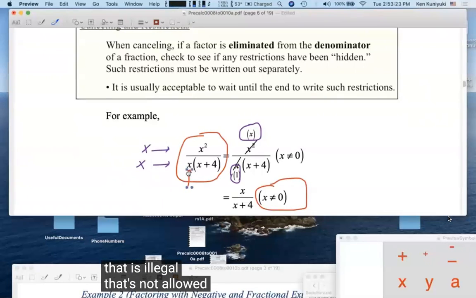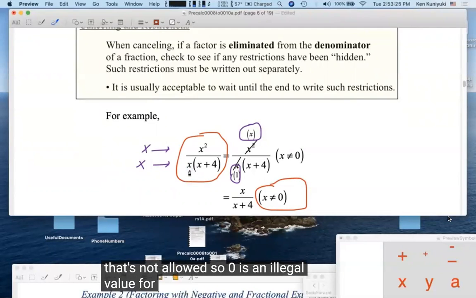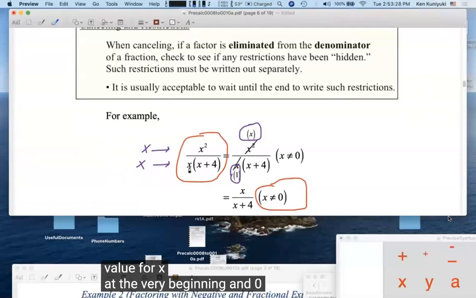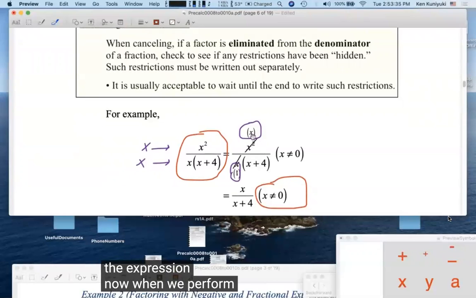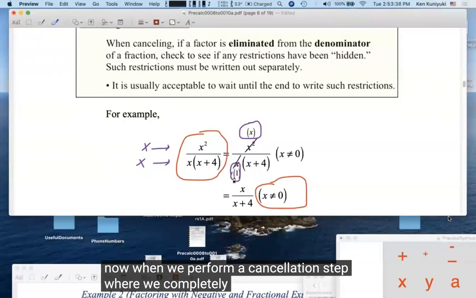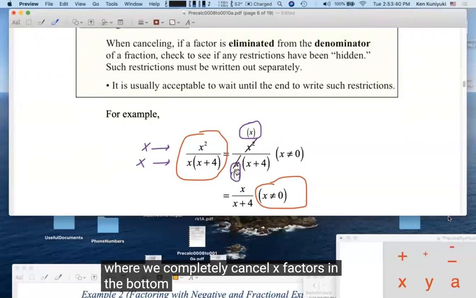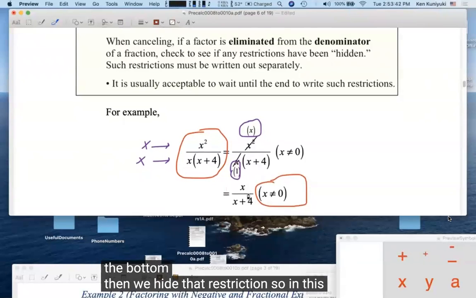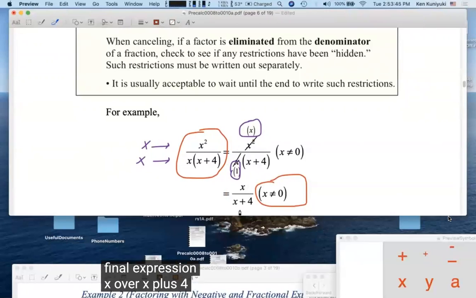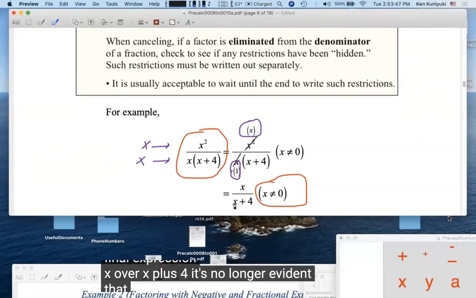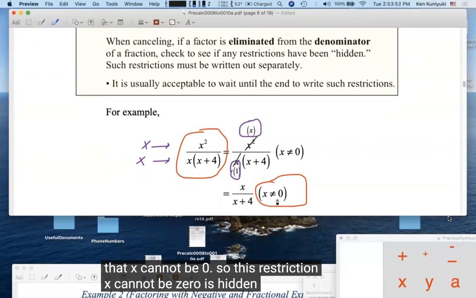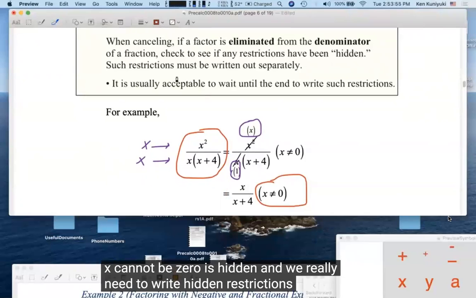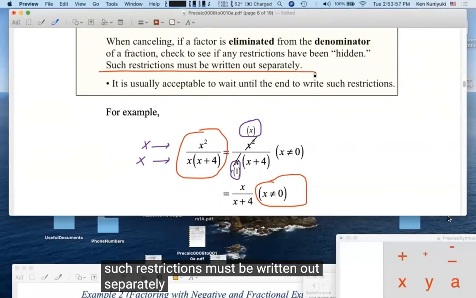That's not allowed. So 0 is an illegal value for x at the very beginning, and 0 will always be an illegal value for x as we simplify the expression. Now, when we perform a cancellation step, where we completely cancel x factors in the bottom, then we hide that restriction. So in this final expression, x over x plus 4, it's no longer evident that x cannot be 0. So this restriction, x cannot be 0, is hidden. And we really need to write hidden restrictions. Such restrictions must be written out separately, right?